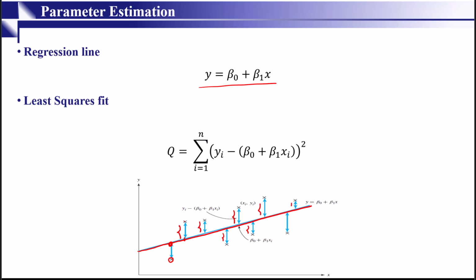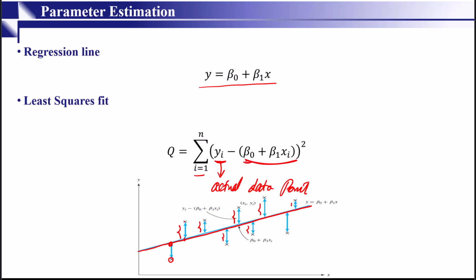Then this fitted line is chosen to be the line that minimizes the sum of the squares of these vertical deviations, or errors. Then here we have the least squares fit, that is Q is equal to the sum from i equals 1 to n of yi minus beta 0, where yi is the actual data point.